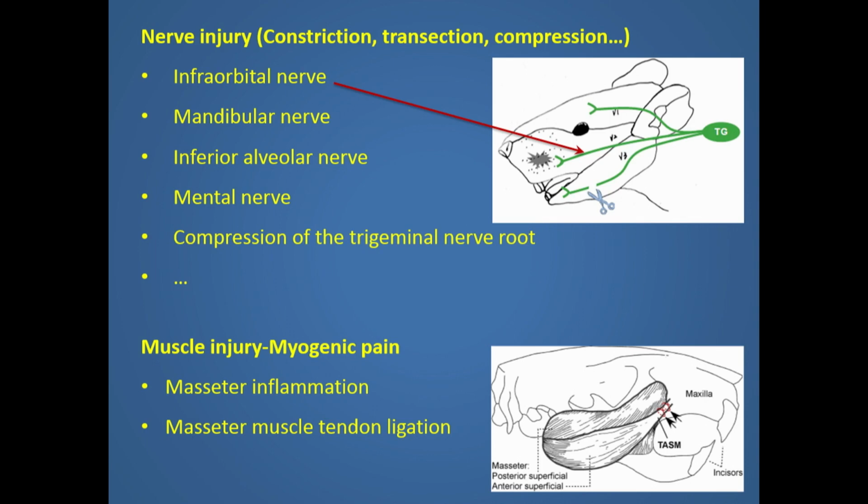Another thing is muscle injury to produce pain that mimics myogenic temporal orbital TMD pain. You can produce a masseter inflammation by injecting an inflammatory agent. You can also ligate the masseter muscle tendon of the animal and produce a very long-lasting pain. So these models are actually different from the inflammation model. The pain associated with nerve injury or this tendon injury lasts a very long time, for months, so it probably more closely resembles chronic pain conditions.